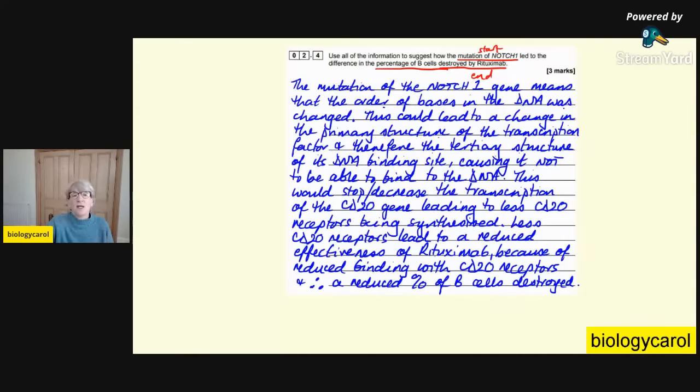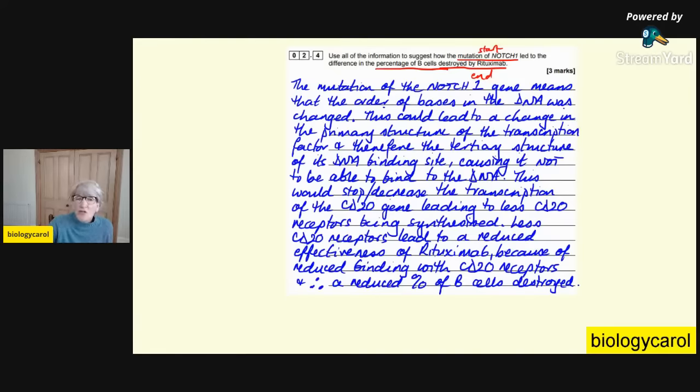So hence my answer. Mutation of the gene means that the order of the bases in the DNA is changed. It could lead to a change in the primary structure of the transcription factor. Notice that I have shown my understanding of how the Notch1 works. And therefore, the tertiary structure of its DNA binding site, because that is the crucial thing. That transcription factor has to bind to the DNA, causing it NOT to be able to bind to the DNA.